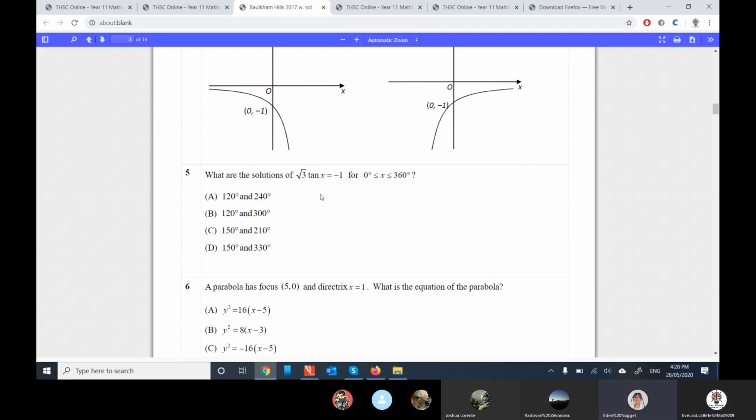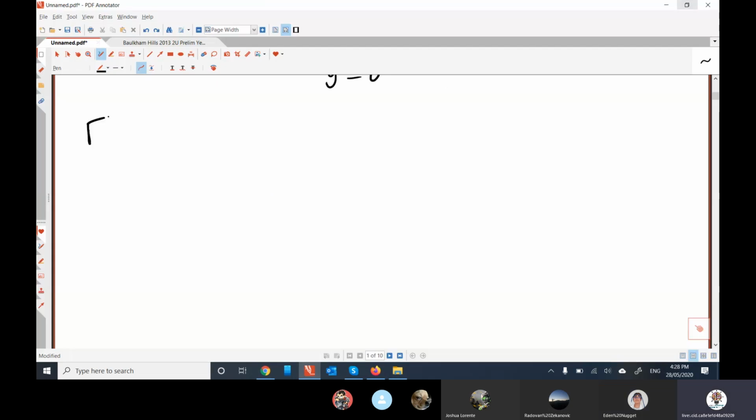Don't inverse negative. That's exactly what I like to hear. Because if you can teach it the way I teach it to you, then you know your stuff. So root 3 tan x equals -1. We've got root 3 tan x equals -1 for 0 to 360.